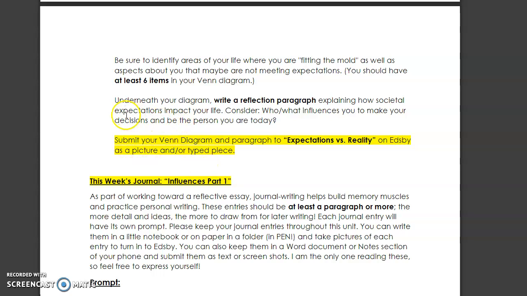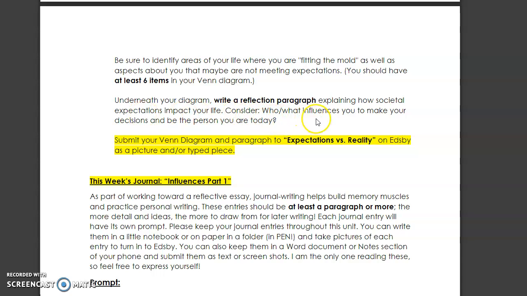Underneath your diagram, or if you need to type it up instead, you're going to write a reflection paragraph explaining how societal expectations impact your life. So did you have to change what you wanted to do? When you went from middle school to high school, did you adjust your life, or did you do things or not do things because of those expectations from other people?